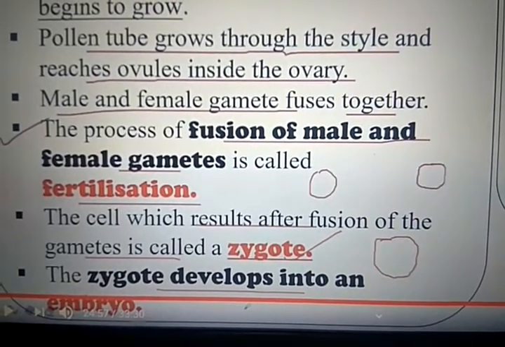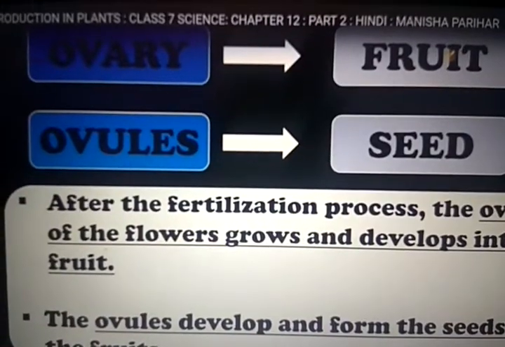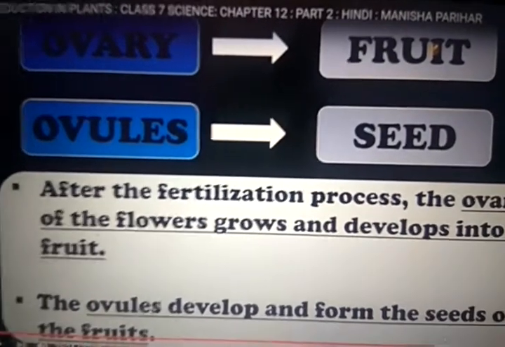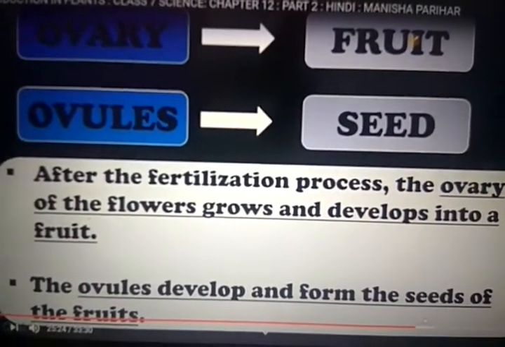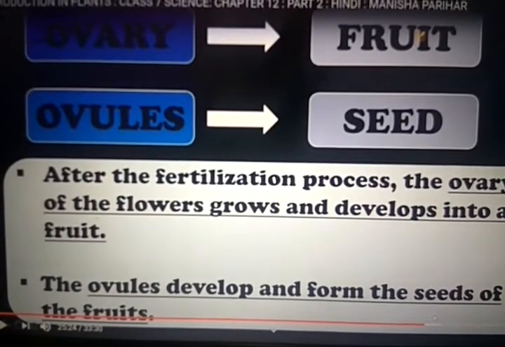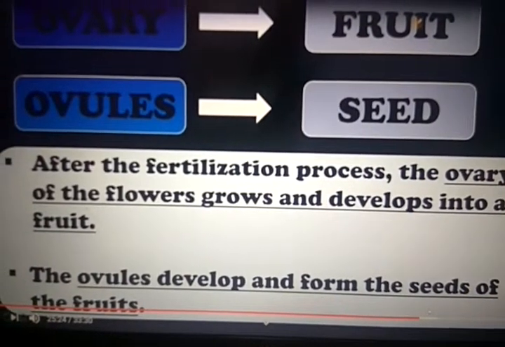The zygote then develops into an embryo. After fertilization, the ovary grows and develops into fruit, and the ovules convert into seeds. The ovules develop and form the seeds of the fruit.